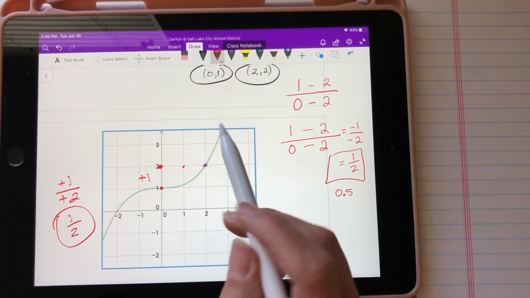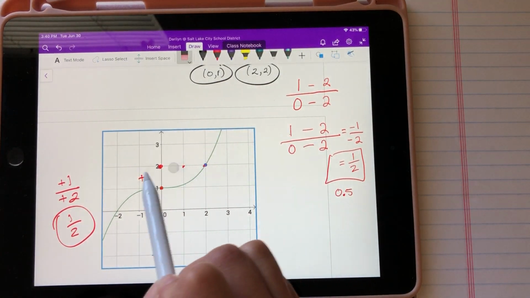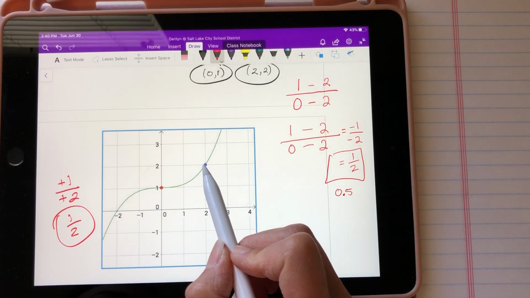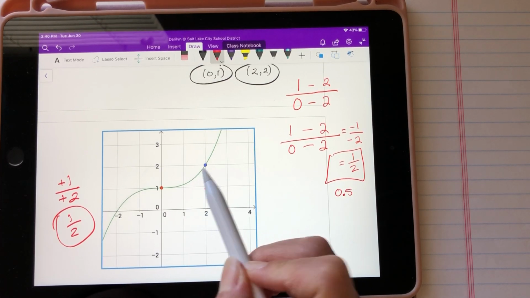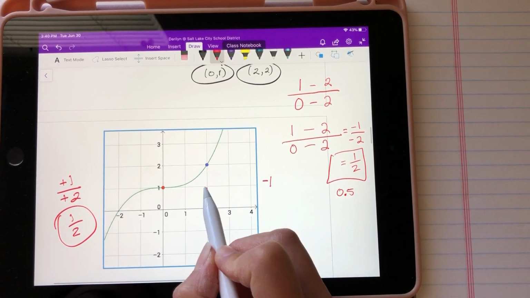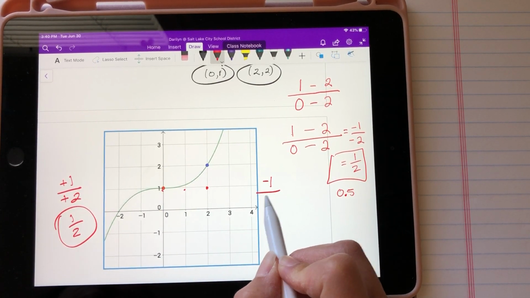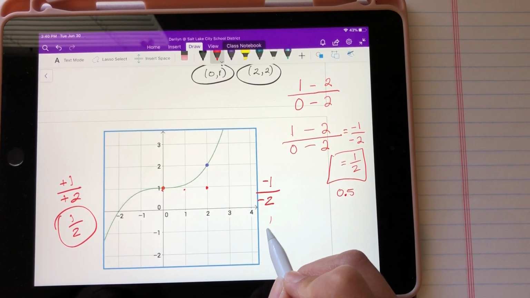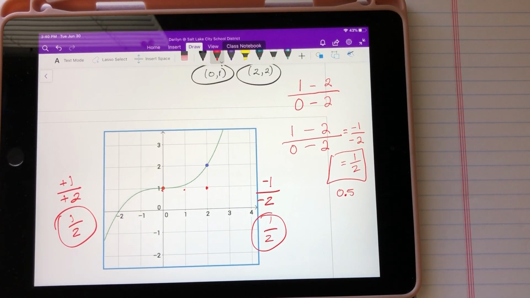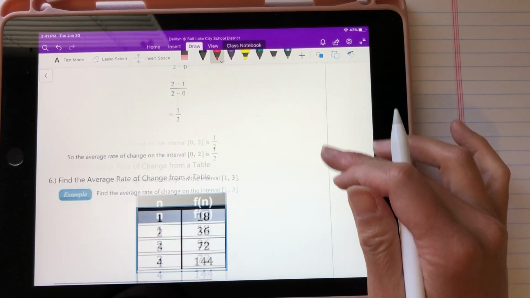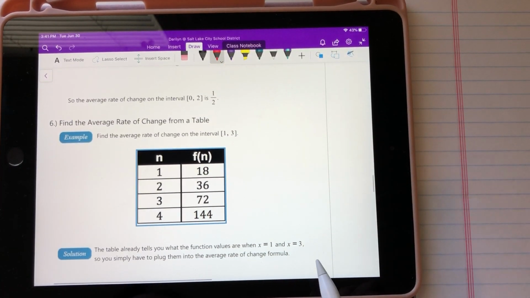Then you would get, so let's do it from this coordinate point to the other one. So rise would be down 1, so negative 1 over a run, which is left 2. Negative divided by a negative is a positive. So you can see there are multiple ways you can do it. Let's go ahead and look at an example on a table.